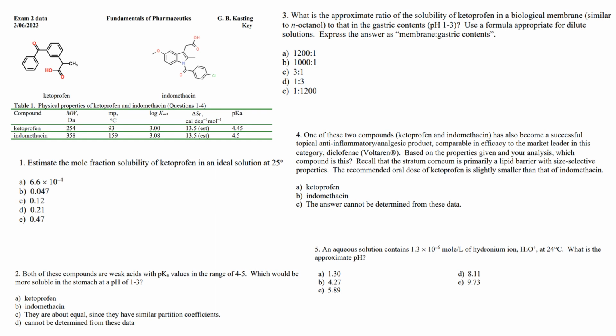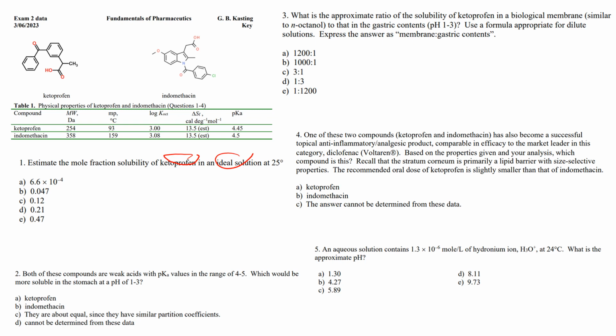So for this first problem, we're given two compounds. We're given ketoprofen and indomethacin, and we have to do essentially some math with them. So what are we trying to solve in this first one? We're looking at the ketoprofen, and we want to know what its ideal solubility is at 25 degrees, which is pretty standard. There's two solubility equations you will need to know.